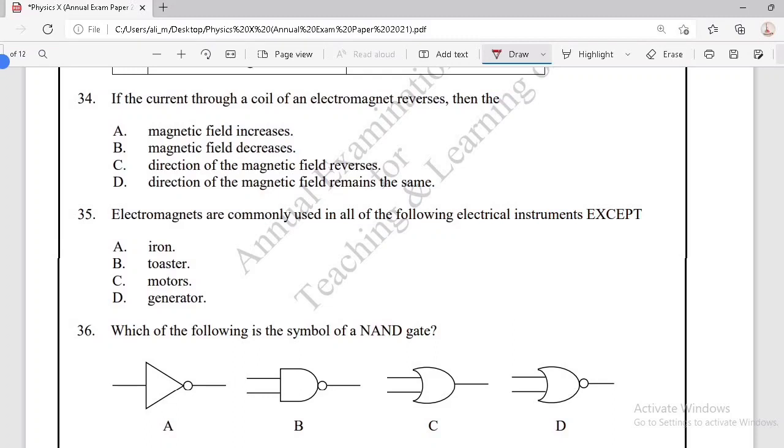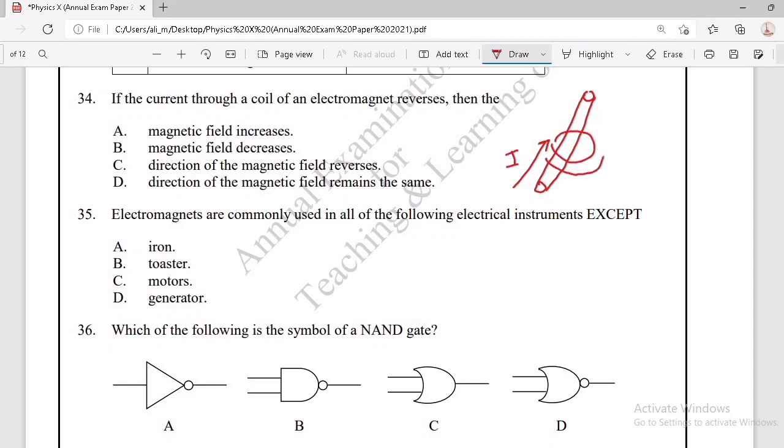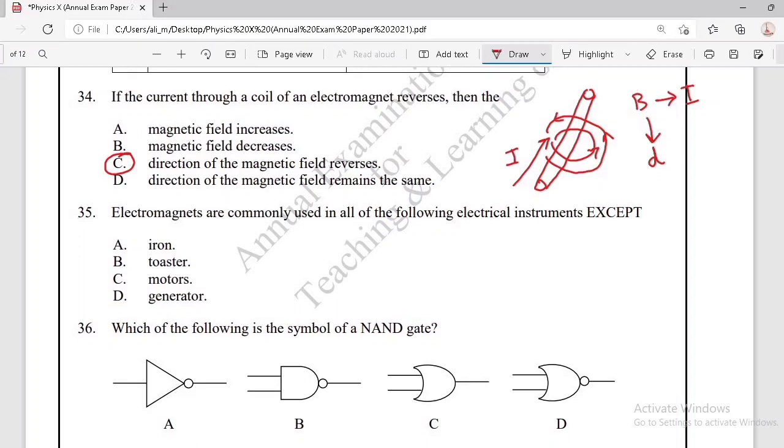If the current through a coil of an electromagnet reverses, then what happens? So the direction of the magnetic field also reverses. Let's say we have a conductor in which this is the direction of current, and the magnetic field produced around it is in the form of concentric circles. This magnetic field is directly proportional to the amount of current and inversely proportional to the distance from the conductor, and the direction of the field reverses as we reverse the direction of current through that conductor. So the correct answer will be option C: when we reverse the direction of current, the magnetic field around it also reverses.